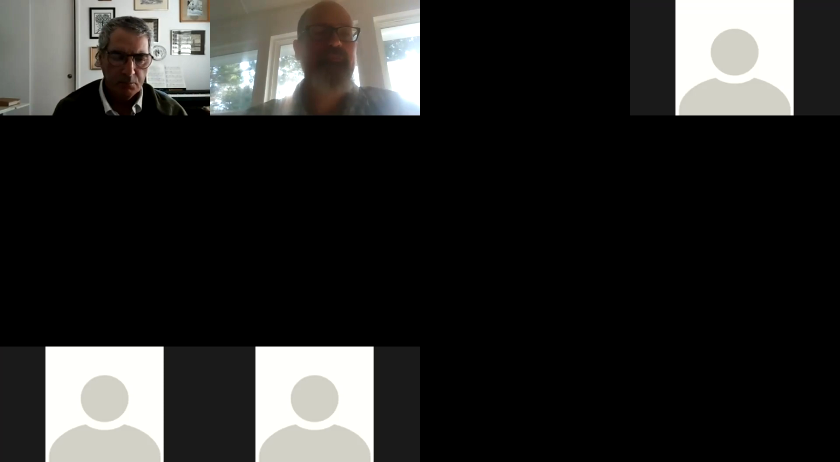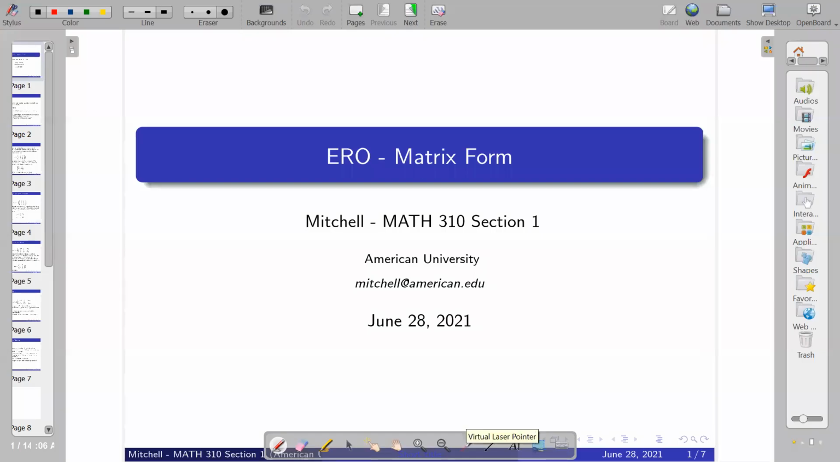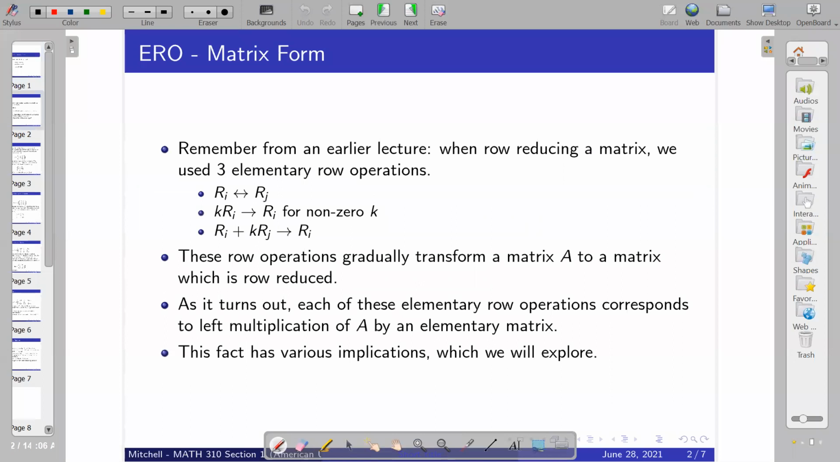The next set of slides has to do with maybe something that's a bit more tangible. So we're going to be going back into a world where we actually have some fairly concrete matrices to multiply and to think about. So when I write down ERO, I mean elementary row operations, and I want to describe here what I'm calling the matrix form of these elementary row operations.